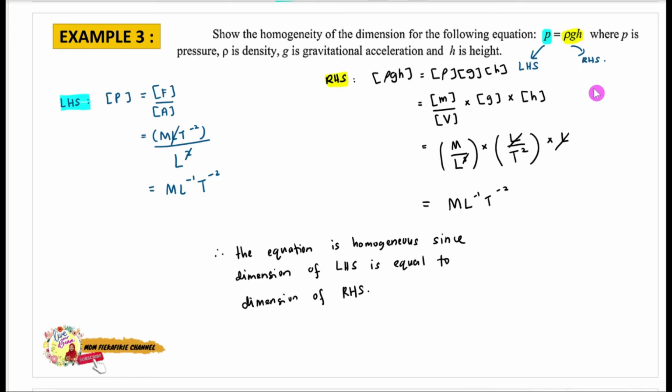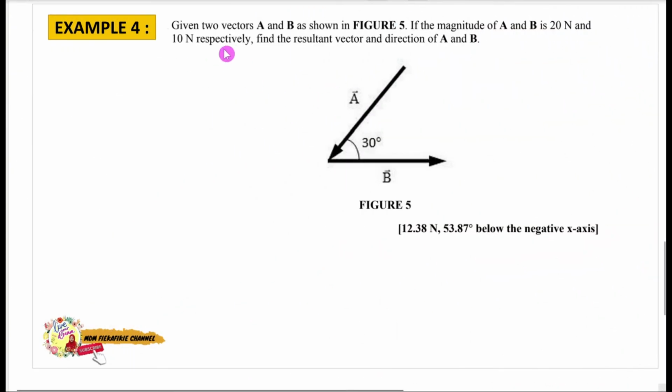Okay, jom kita sambung untuk soalan yang keempat. Okay, the last question for this video. Let's read the question first. Given two vectors A and B as shown in this figure. So if the magnitude of A and B is 20 Newton and 10 Newton.